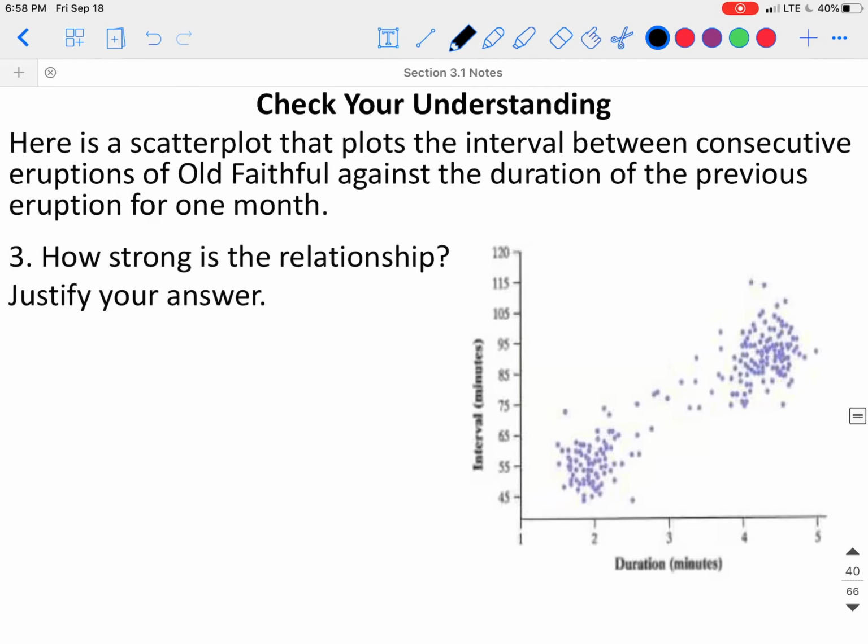How strong is the relationship? And we need to justify our answer. The relationship for this association is fairly strong. 2 points define a line, and in this case, we could think of each cluster as a point. So we can think of this as 1 point and this as another point, and we can create a line between 2 points. So the 2 clusters seem to define our line.